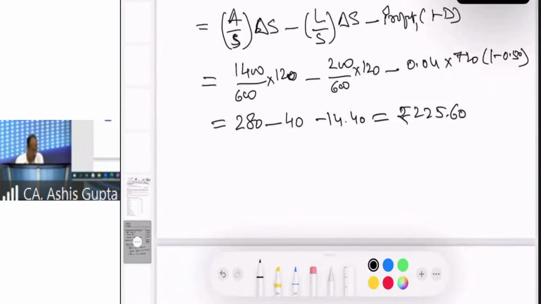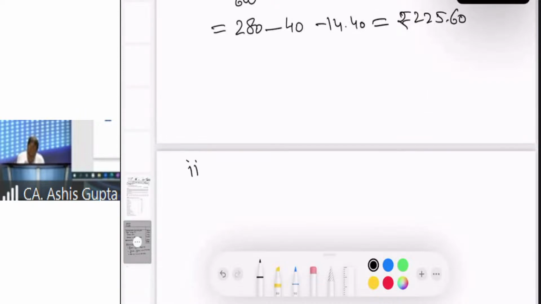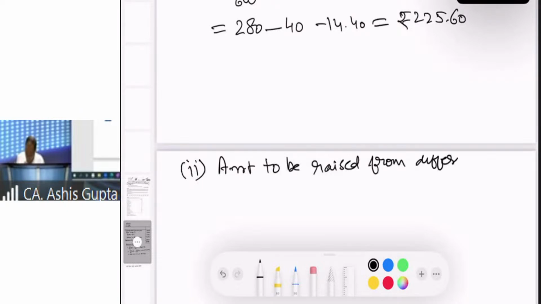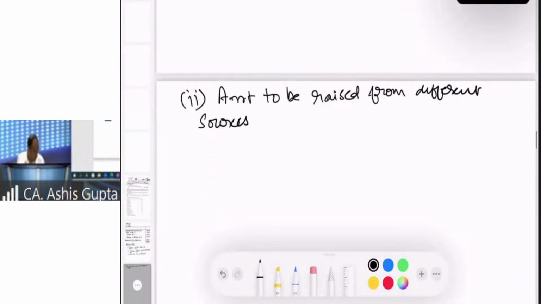Okay, students, now I'm coming to how we shall raise the funds. Now I'm coming to the second part: the amount to be raised from different sources, with the following conditions that need to be met.